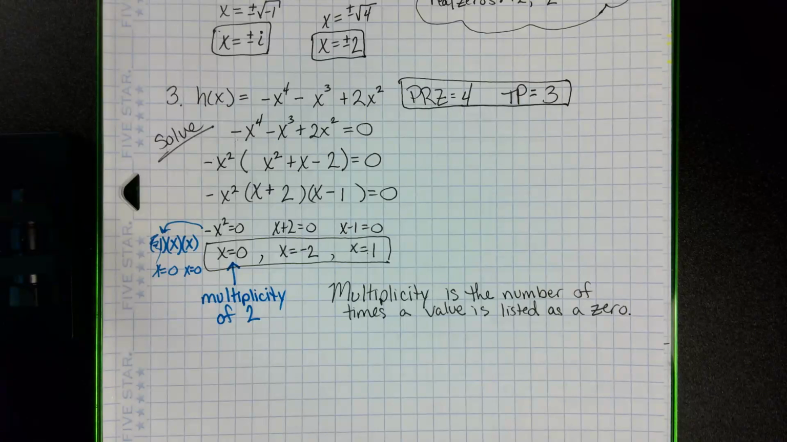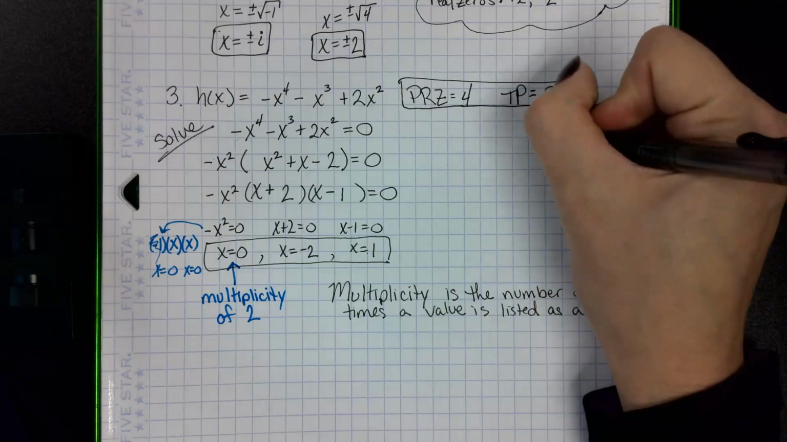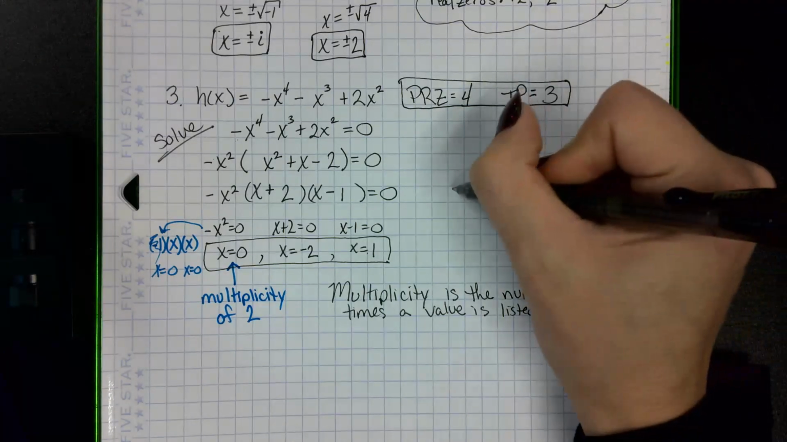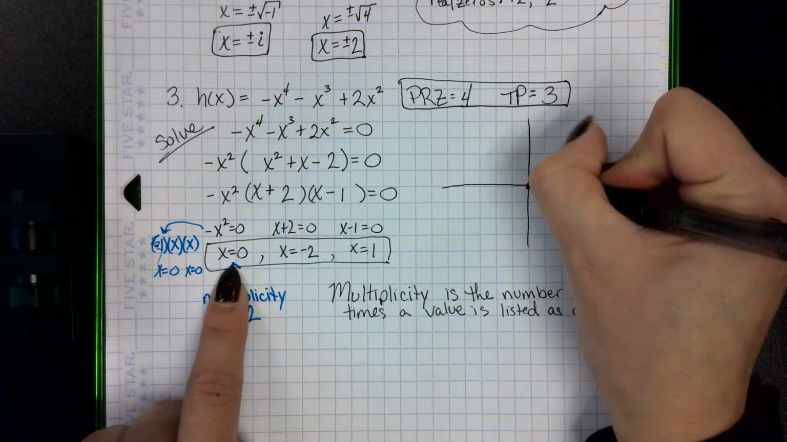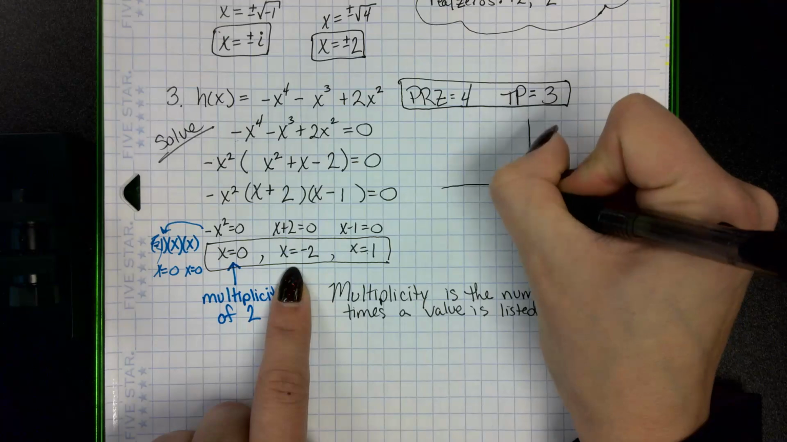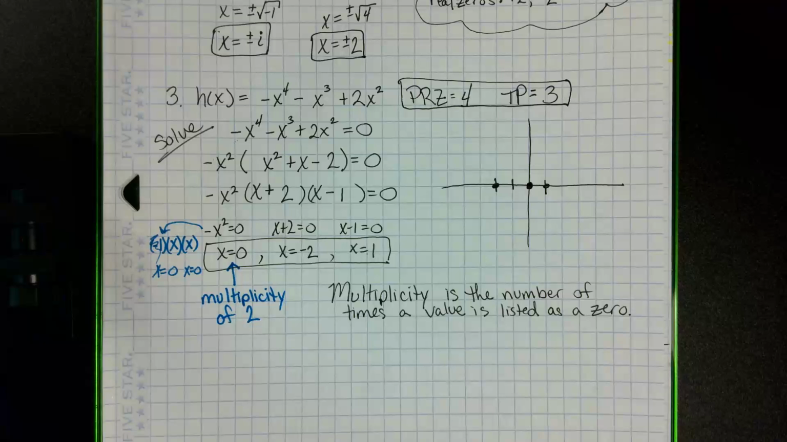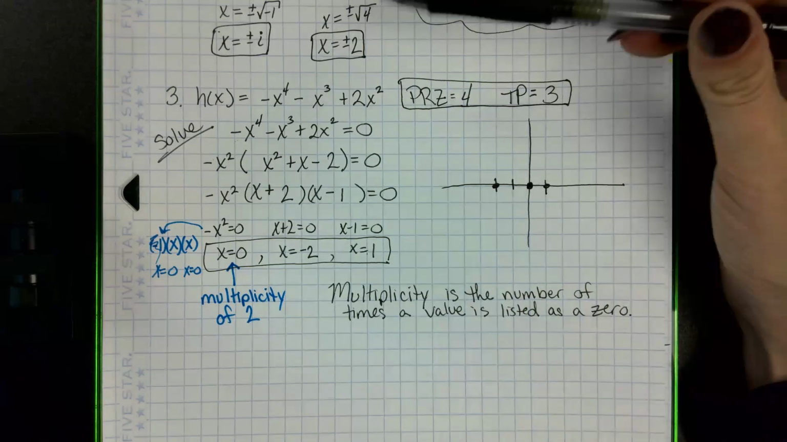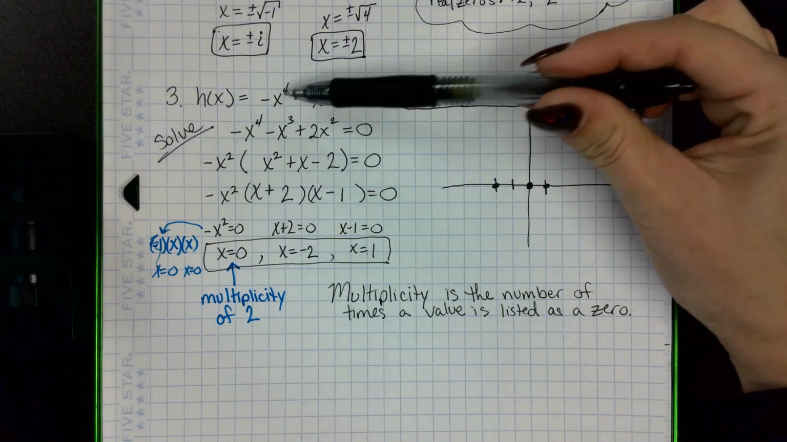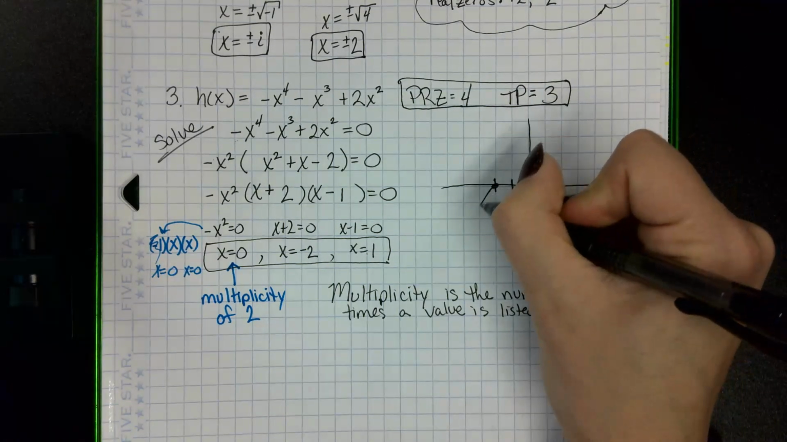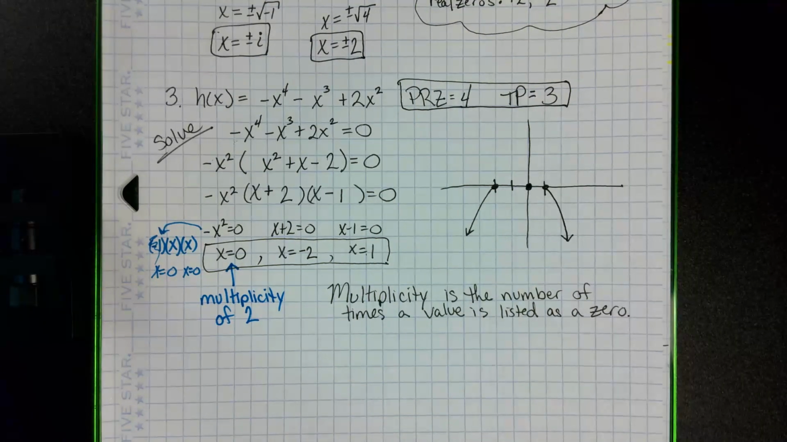And I'm going to go more into how it affects the graph on Monday, but for real quick, if I were to graph this, if I wanted to sketch this graph, I have 0, 0. I have negative 2, so come over here to negative 2. And I have 1. So that's where my x-intercepts are. This is negative and even. So both ends are pointing down. The end behavior is pointing to negative infinity on both sides. So from the outside intercepts, it goes down.